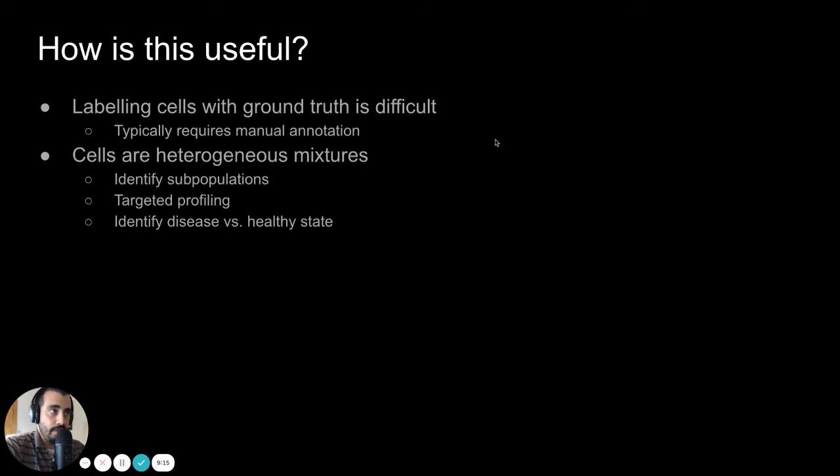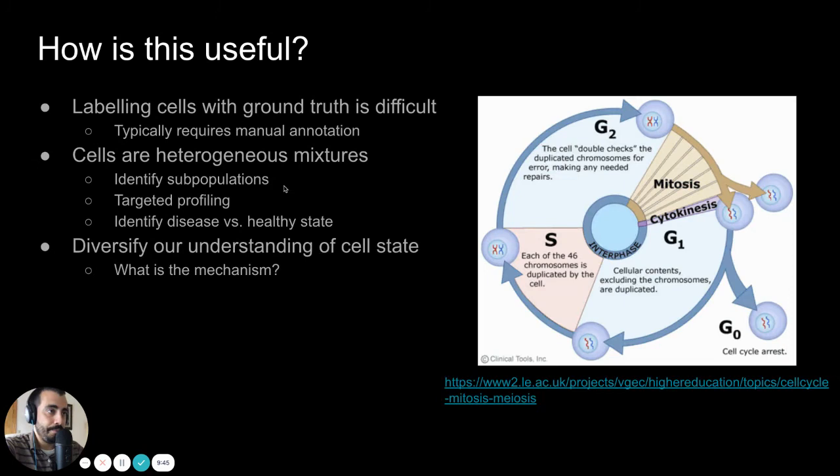Also, in general, cells are heterogeneous mixtures. Even cell lines that are plated in a dish are actively dividing and in different cell cycle stages and various different cell states. So it's worthwhile to see if we can identify subpopulations within those states to perhaps get some targeted profiling done. And even in more complicated mixtures, like in a patient line or some patient tissue or patient sample, perhaps we can identify disease versus healthy cells, and then do targeted profiling that way. In general, this type of approach is also going to diversify our understanding of cell state and tell us some mechanisms.